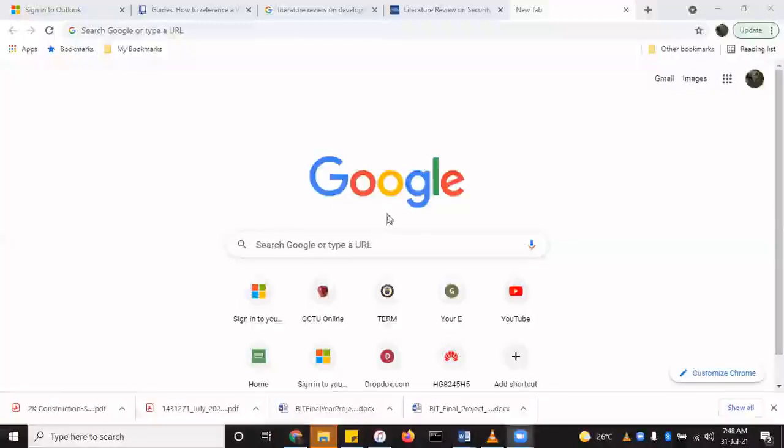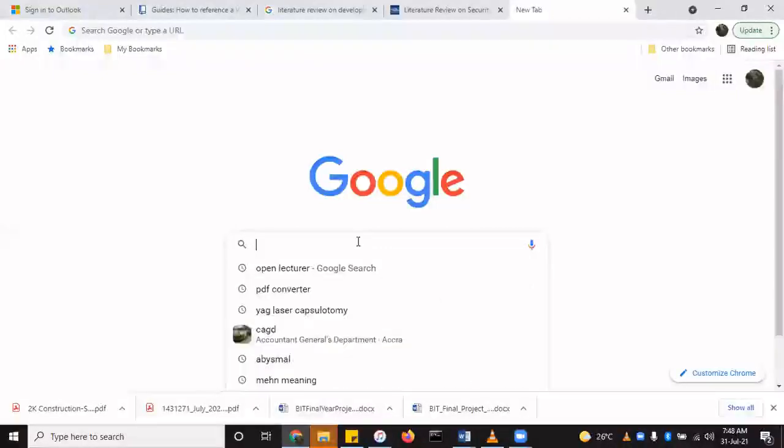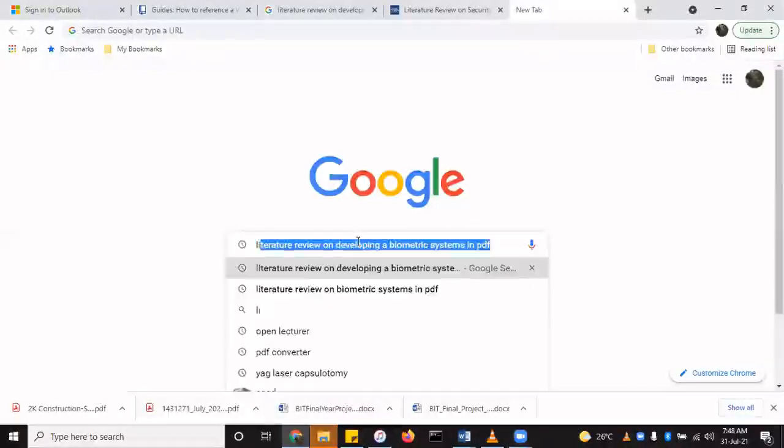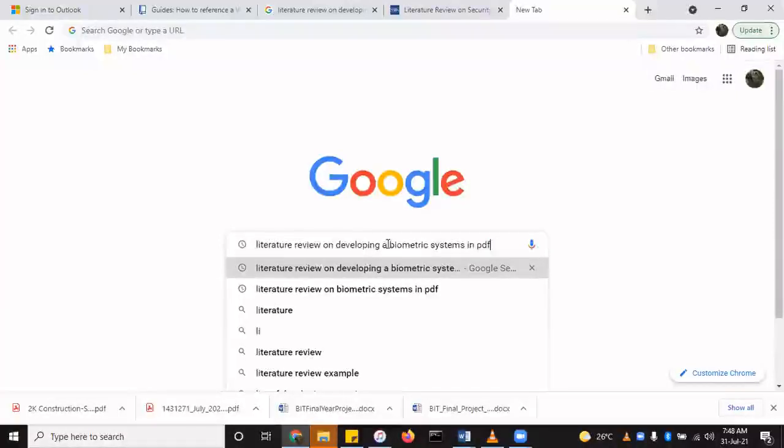Okay. So here is one that I think one of the groups might be very, very pleased to see or probably have already seen. So the best way to search for literature reviews on given topics, I just go to Google. I'm going to look for literature review on developing biometric systems. So literature review on developing a biometric system in PDF. So that's my search.